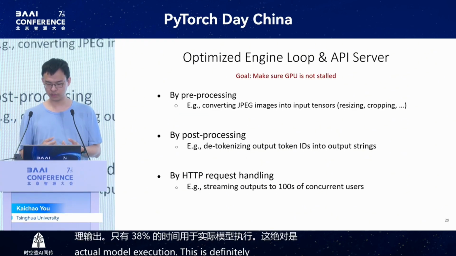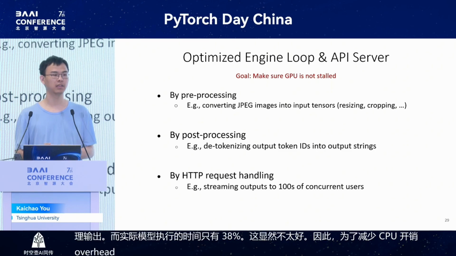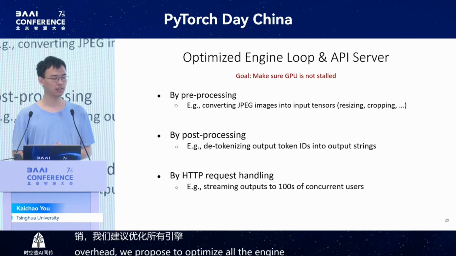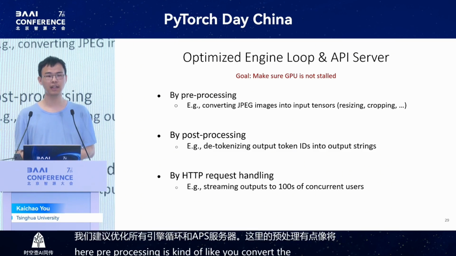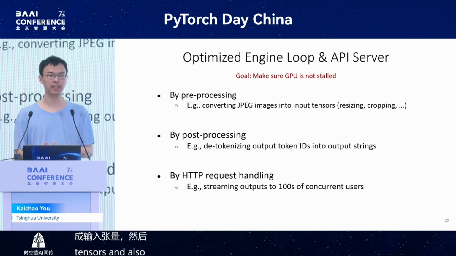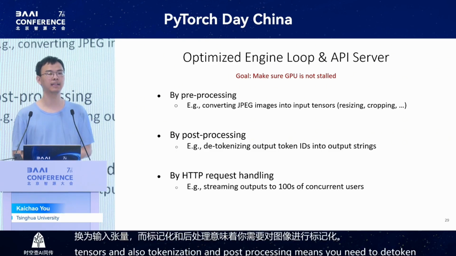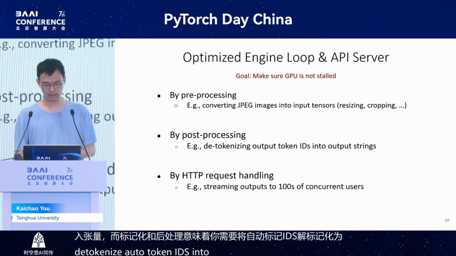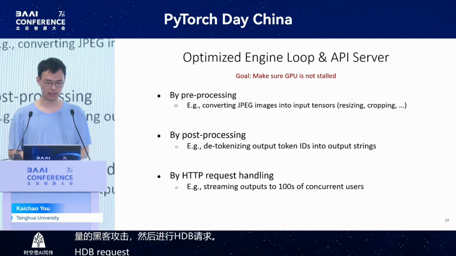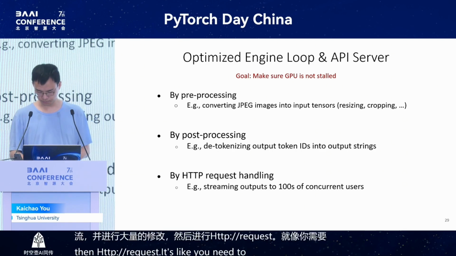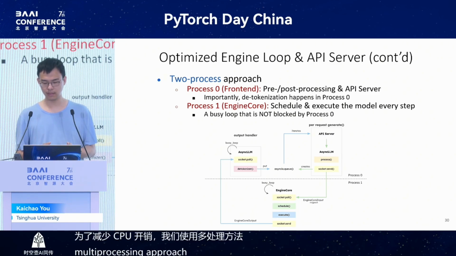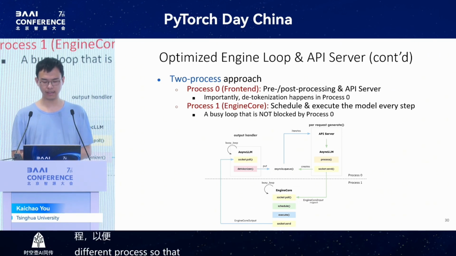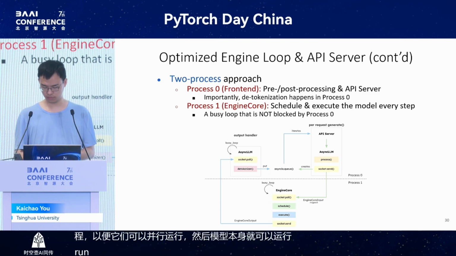So to reduce the CPU overhead, we propose to optimize the engine loop and the API server. Here, pre-processing is like converting JPEG images into input tensors, and also tokenization. Post-processing means you need to detokenize output token IDs into token streams and do lots of checking. And HTTP request handling is like streaming outputs to many users. To reduce the CPU overhead, we use a multiprocessing approach in Python, separating different components into different processes so that they can run in parallel. And then the model itself can run in a busy loop.